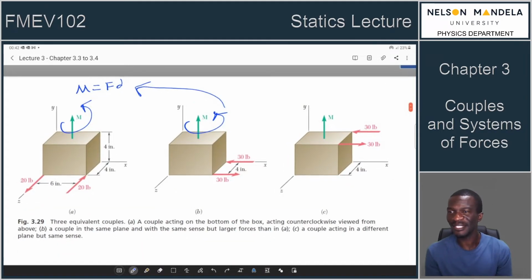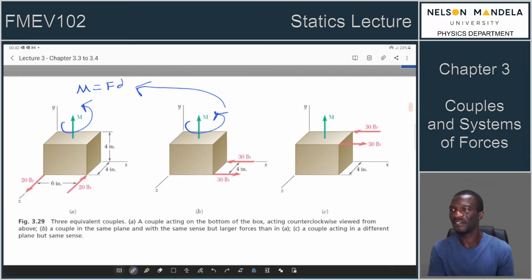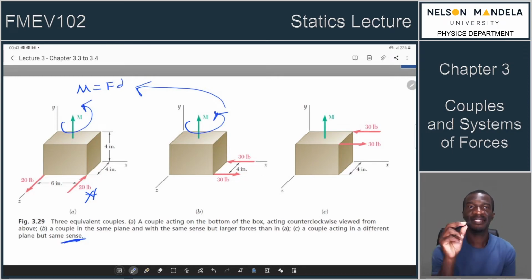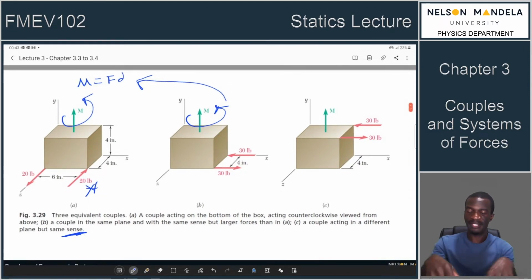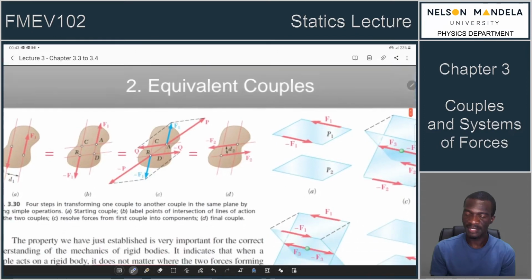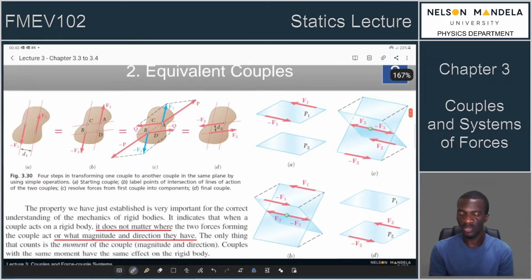So in the caption of this figure, we have some important information to extract. It says a couple acting at the bottom of the box, that would be the first one, acting counterclockwise viewed from above. Yes, and then a couple in the same plane, and then a couple acting at a different plane, but the same sense. So the same sense here is the effect that you are observing when you look at this object from the top view. So this is what the effect of a couple looks like.